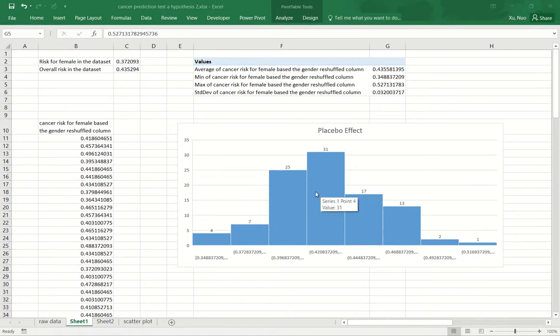We can say if gender is not a risk factor, it's more likely to see estimated risk from a dataset to be closer to the center than to be on the two tails. To be more specific, we can estimate the probability to see risk between the middle four bins as 25 plus 31 plus 17 plus 13 divided by 100, which is 86%. The probability to see risk in the four bins on the two ends are 4 plus 7 plus 2 plus 1, which is about 14%.